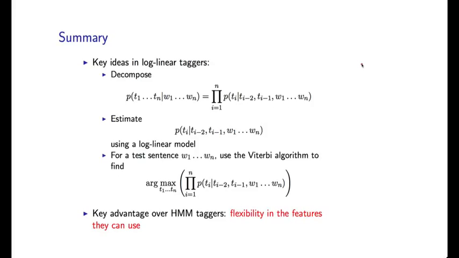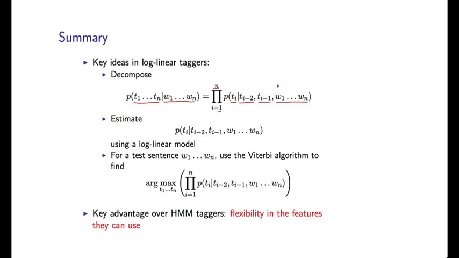Okay, to summarize this segment of the class on log linear taggers, these were the key ideas. The first key idea was to directly model the conditional probability of any tag sequence conditioned on a word sequence using a decomposition where we have a product of terms. We have a product over positions i equals 1 to n, and at each point we condition the value for the ith tag on the previous two tags and on the entire sentence being tagged.